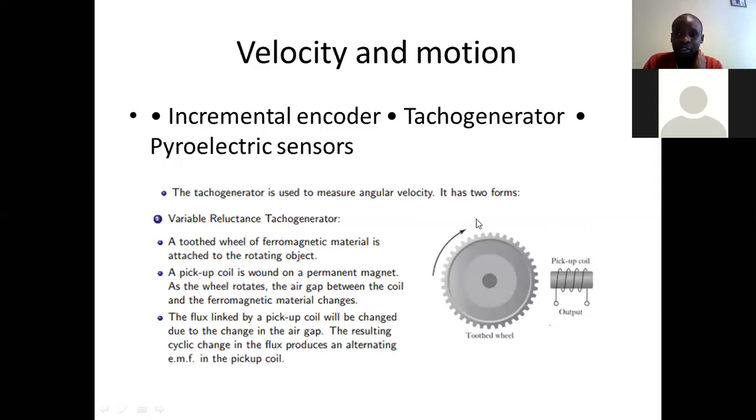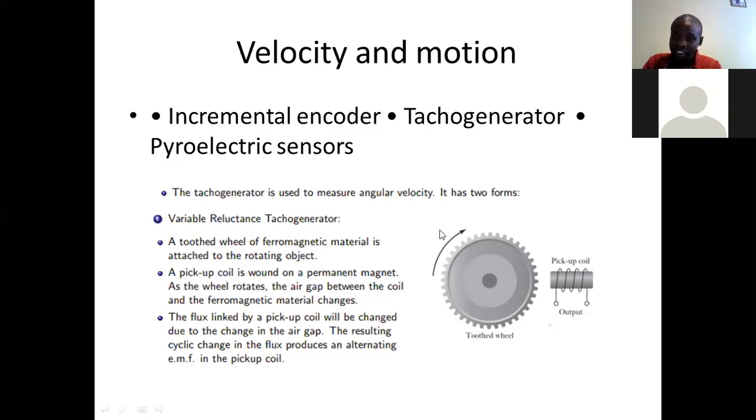And you can see here, we have a toothed wheel, which is able to rotate. And as it is rotating here, you can see besides it a coil whose terminals are connected to the output. So a pickup coil is wound on a permanent magnet. So as the wheel is rotating, the air gap, so you can see the gap between the wheel and the coil, the air gap between the coil and the ferromagnetic material changes. And I think that is the key thing here.